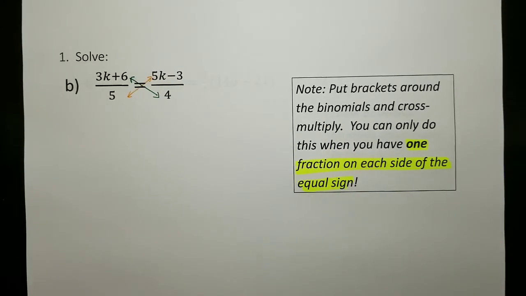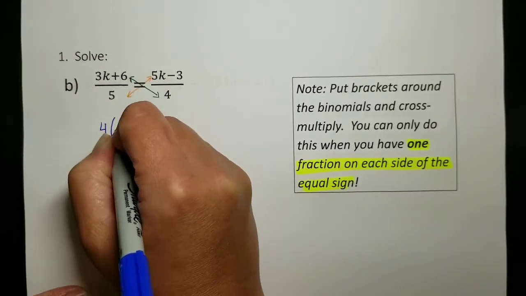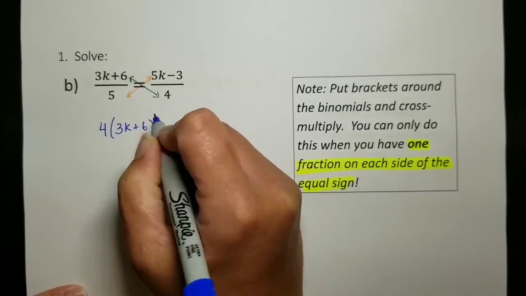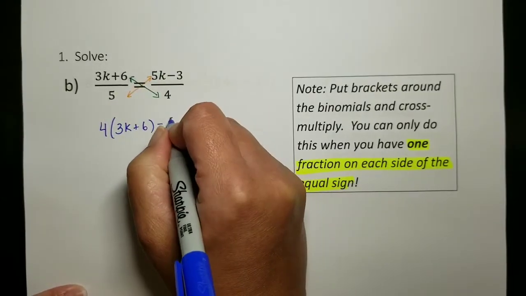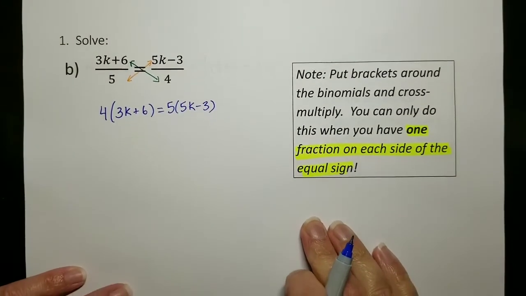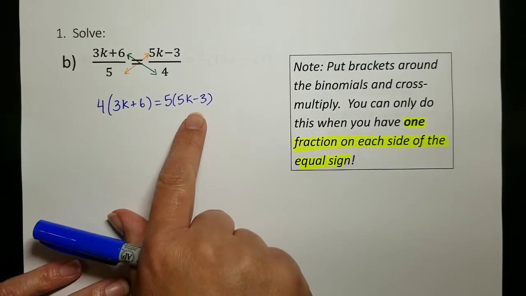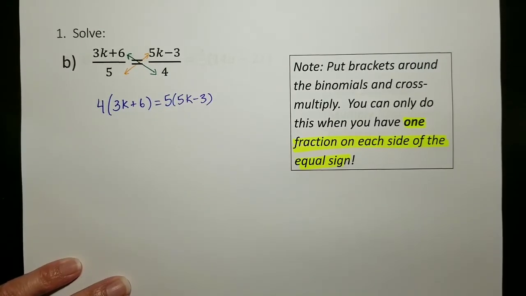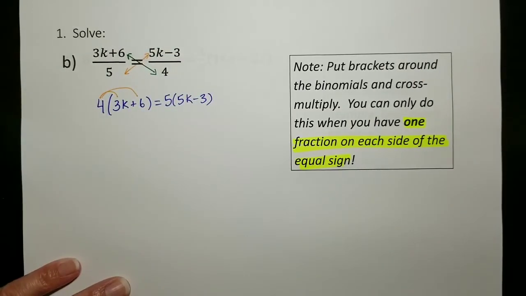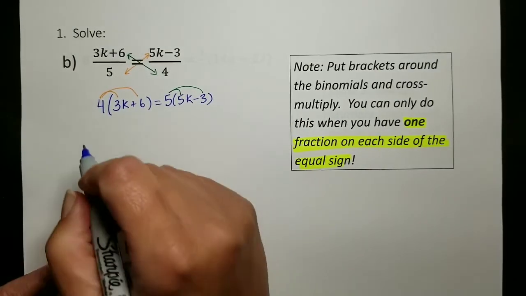So I'm going to multiply 4 times 3k plus 6. And of course, I need to put a bracket around that binomial. And then the other diagonal, I'm going to multiply 5 times 5k minus 3. Now I've gotten myself to a point where I can multiply out these binomials. So multiply the 4 into the one binomial, and I'll multiply 5 into the other binomial, and then solve the equation normally. So I've gotten rid of my fractions.